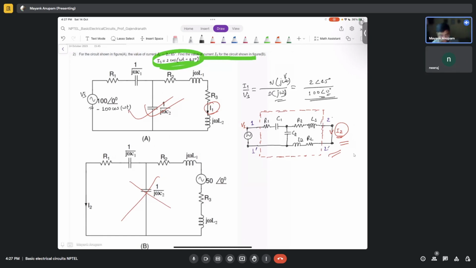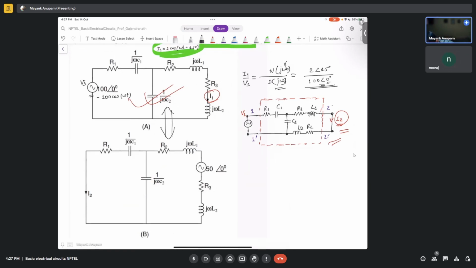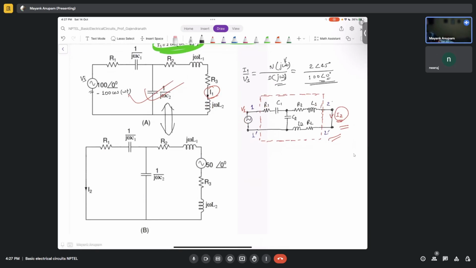So tell me, can you use any theorems for your benefit here? Any theorem which will help you in establishing a relationship? By the way, tell me something. What is the relation between these two figures? You want to find out now, between these two figures, what is different? Let me copy and then.